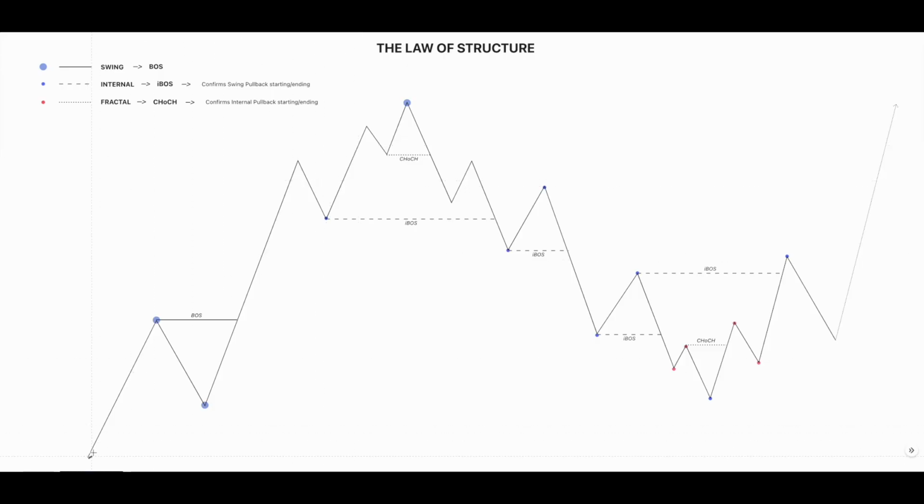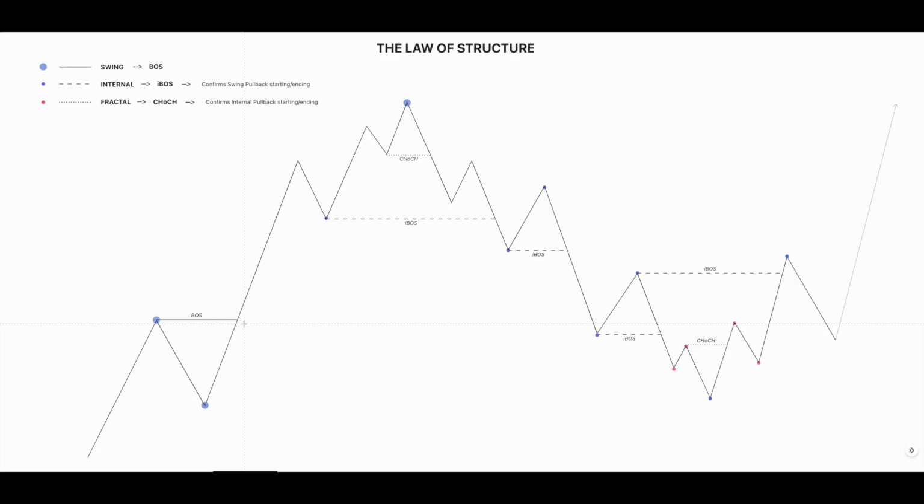So we have our swing structure, which is what I'm drawing out now. This piece of structure here is significant enough to be a swing pullback. So that is a swing pullback. We then get a break of structure. After a break of structure, we expect a pullback. Now, how can we anticipate when that pullback is starting?